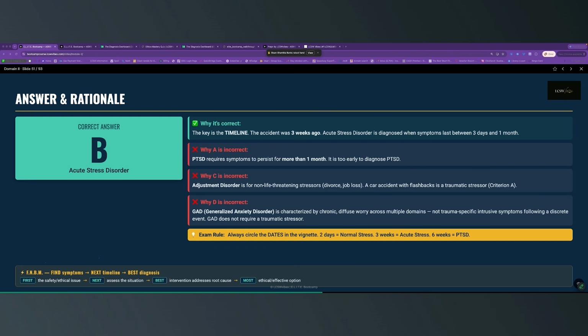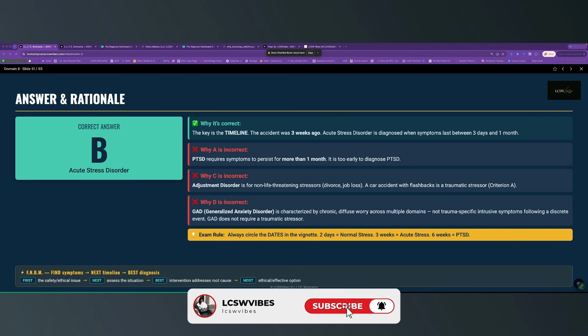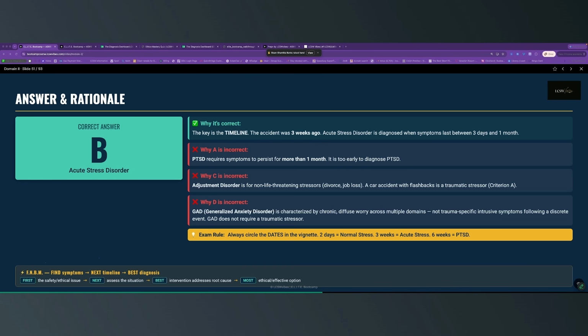Basically with acute stress, it's a month or less. So this scenario said 3 weeks. So that kind of gave the answer. So that's for those that were trying to figure out the difference between A and B. That was the major difference. PTSD requires symptoms to be present for at least 1 month or more. So that's the key difference between those two. Hopefully that makes sense.